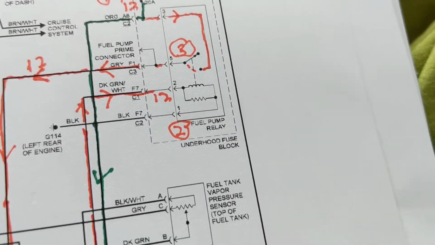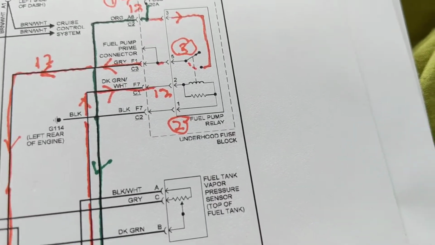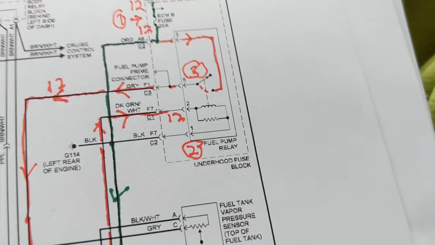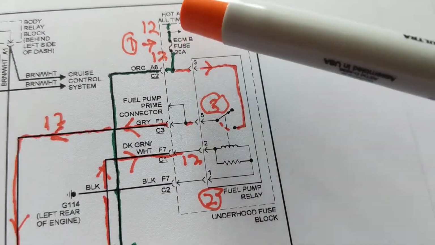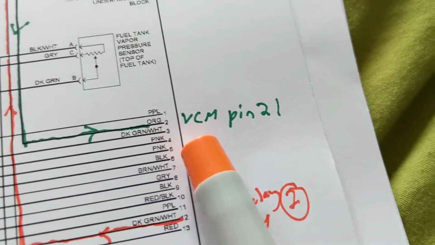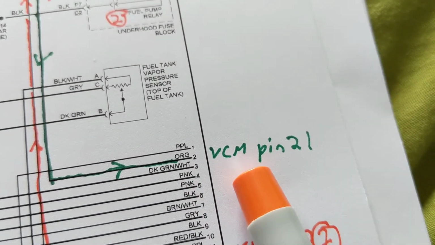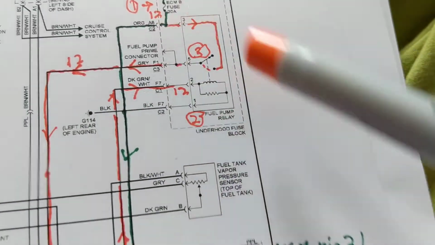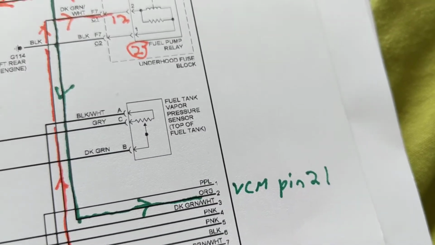What's the other question? What turned on the computer? In order for the computer to turn on the relay, we need first B plus to go to the computer in the first place. Here comes this green line through this VCM pin 21. That's again the computer, vehicle control module, pin 21. That's the B plus for it. That's where it gets the voltage from this fuse to turn on the computer.